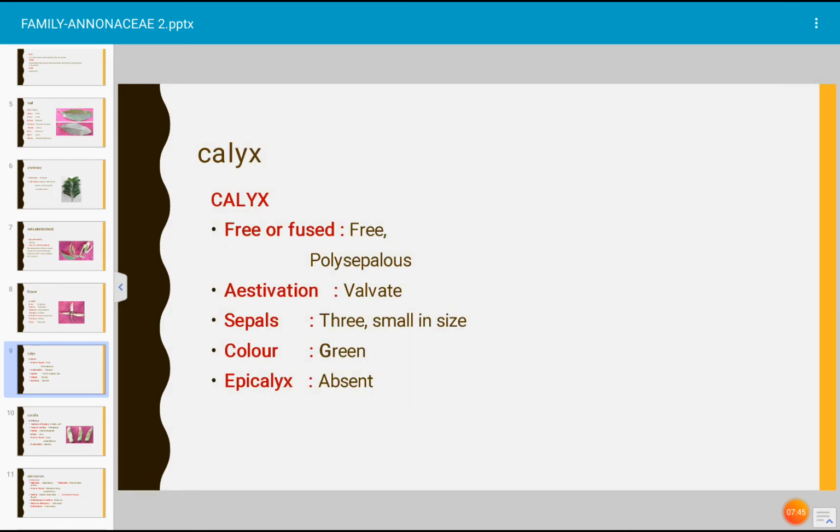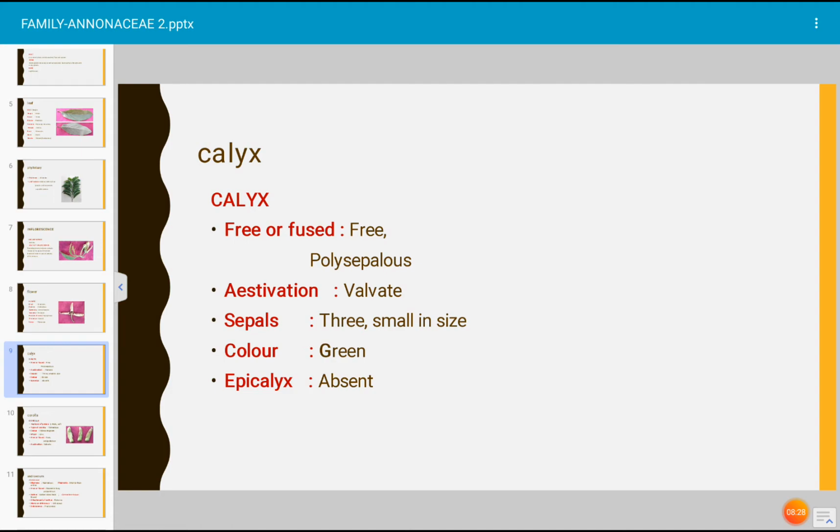How is the calyx of Annona squamosa? In fact, the calyx is very small in size and it is free. What is calyx? Calyx means all the sepals of the flower together, and calyx lobe means the sepals. There are 3 sepals present in Annona squamosa, which are very small in size, but they are free. If the sepals are free, it is described as polysepalous condition. The color of sepal is green, and epicalyx is absent in Annona squamosa.